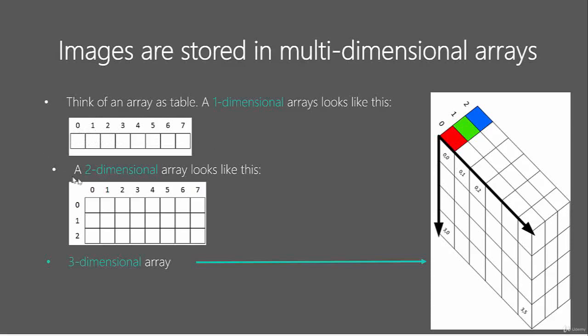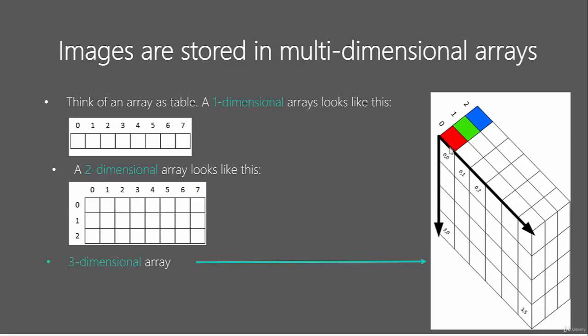In a two-dimensional array, we have multiple rows now. So now we need two numbers to identify individual cells. So imagine this cell right here with my mouse cursor over is going to be identified by position 1, 1. Think of it like an XY coordinate system. So now we move on to three-dimensional arrays, which is what we use in OpenCV to store images.